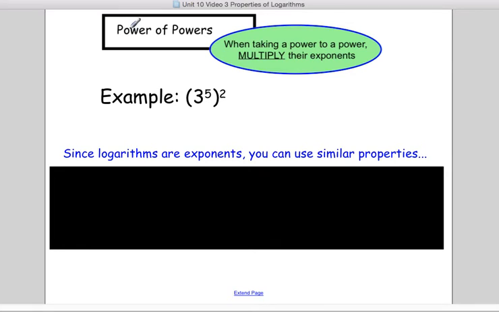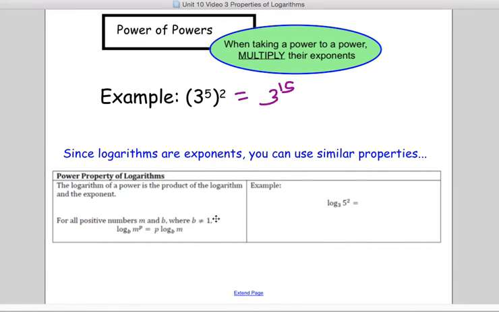The next one we're going to do is the power property. Okay, so this one we would have 3 to the 5th to the 2nd. Remember, you multiply exponents. So this would give us 3 to the 15th. All right, so now when we look at our logs, the power property of logs is if I have a power, I can bring it down in front and make it multiplication. So p times log of b to the m. Okay, in this case, I can bring the 2 down in front, so it becomes 2 times log base 3 of 5.